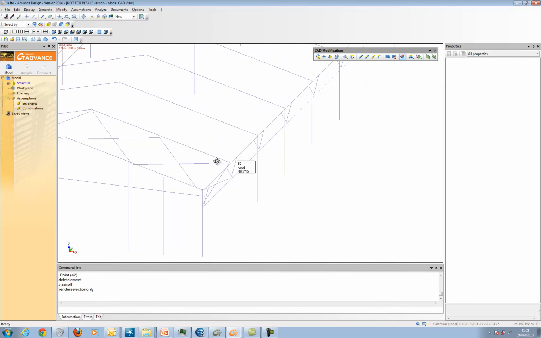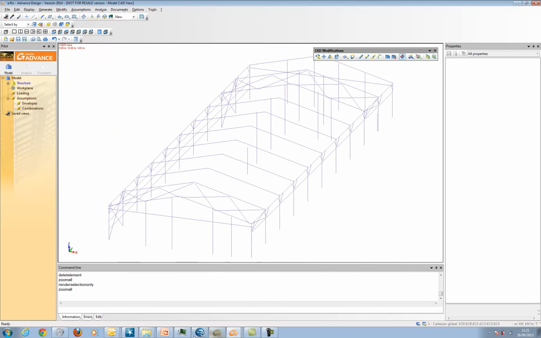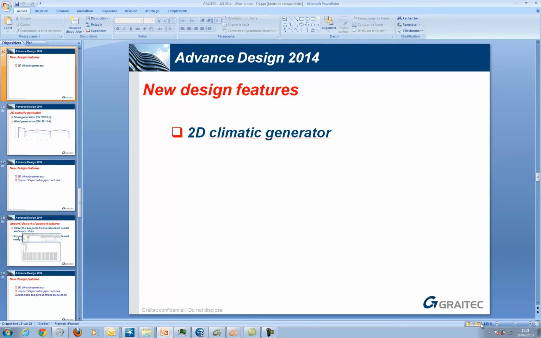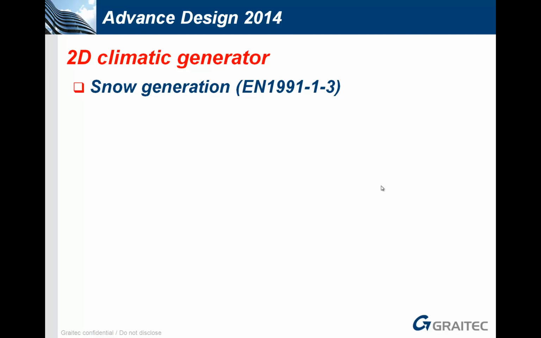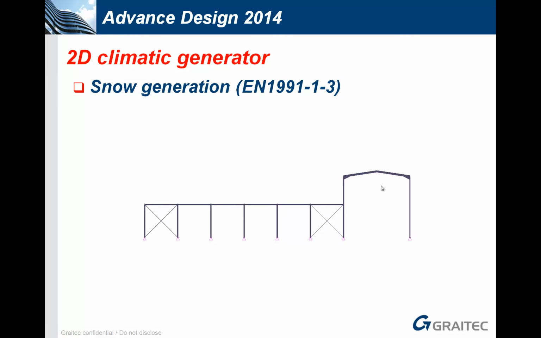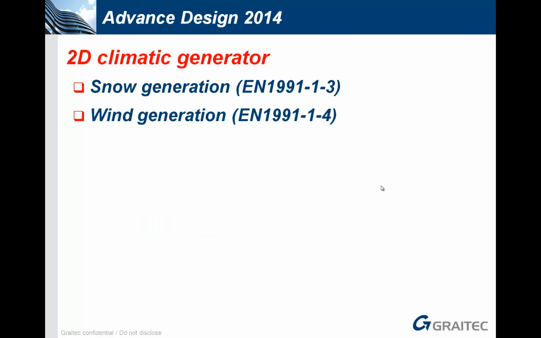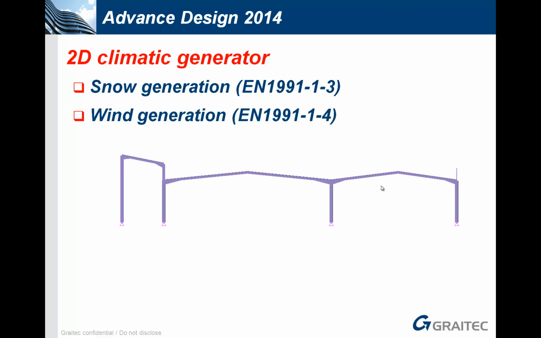But I think you got the idea, so let's go back to our PowerPoint and I will show you the new design features. So the main one is a 2D climatic generator. In Advanced Design 2014 we introduced a brand new 2D climatic generator which enables you to generate snow forces on a 2D structure, just like this. And you can also generate wind forces on a 2D structure, like this.